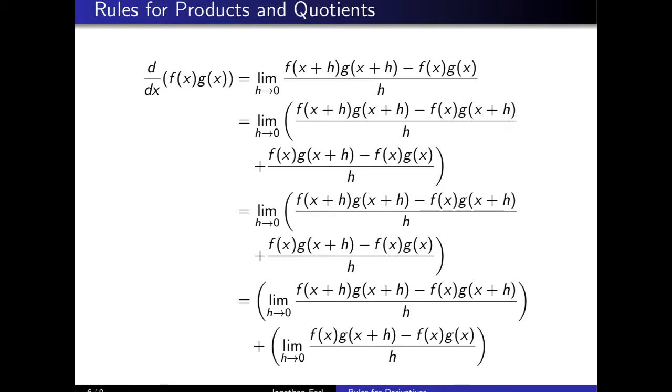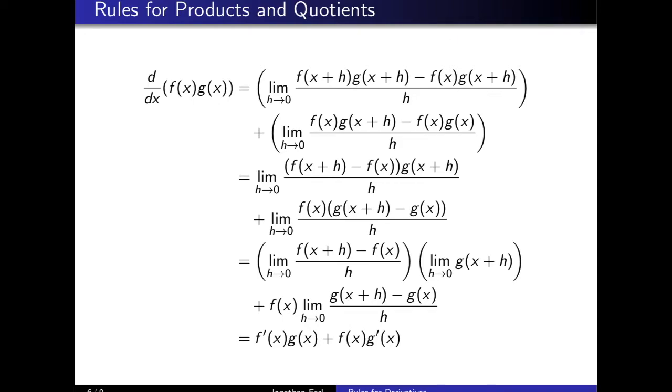Okay, so when we do that, we can go and split what we have into two different limits. So we can split into the limit as h goes to 0 of f of x plus h times g of x plus h minus f of x times g of x plus h all divided by h, and then the other two terms that are kicking around we'll put into a second limit. So limit as h goes to 0 of f of x times g of x plus h minus f of x times g of x all divided by h.